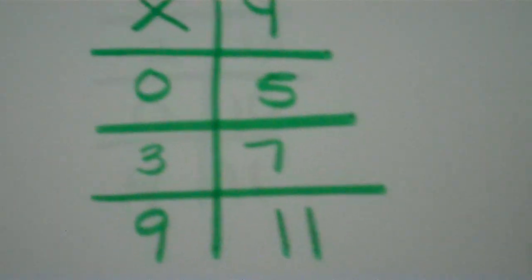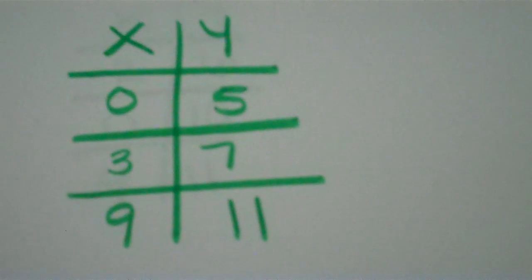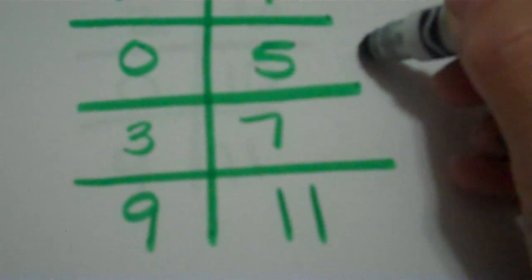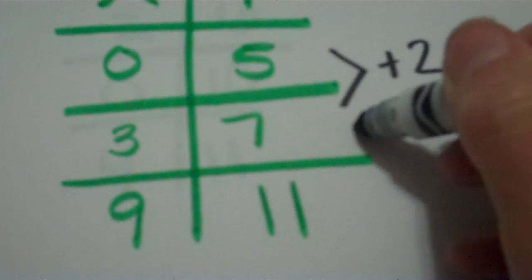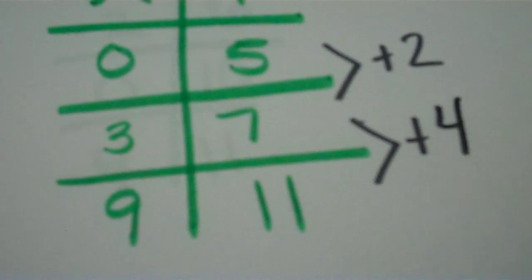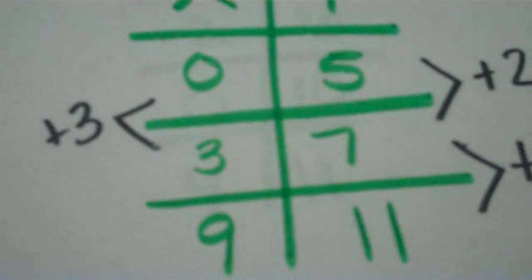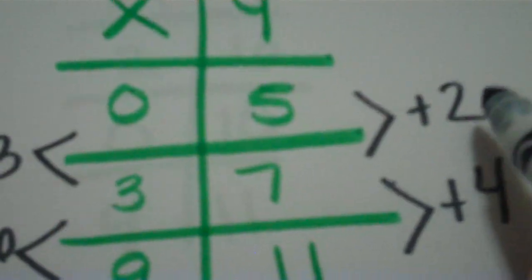So, copy this table down. Your tables could be really long. They could be only 2 points. They could be a bunch of points. Doesn't matter. Okay? So, from 5 to 7, I'm adding 2. From 7 to 11, I'm adding, and you have to count, and it should be 4. From 0 to 3, I'm counting by 3, up 3. And from 3 to 9, I'm going up 6. Okay? And now we divide.